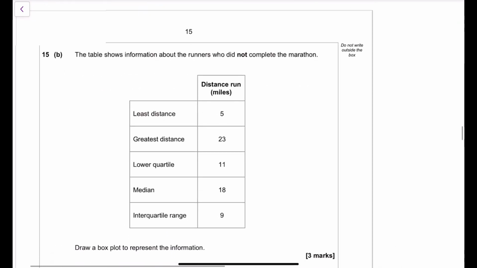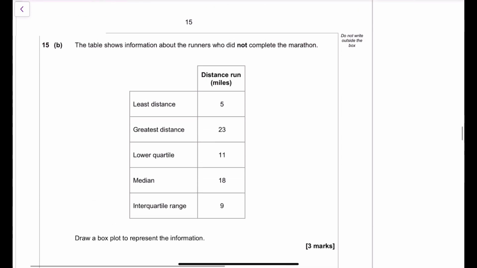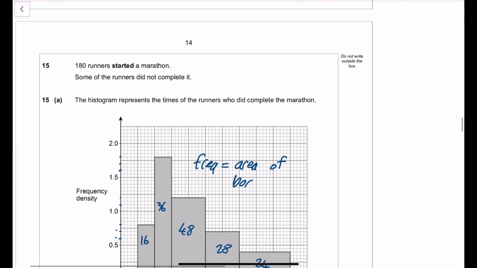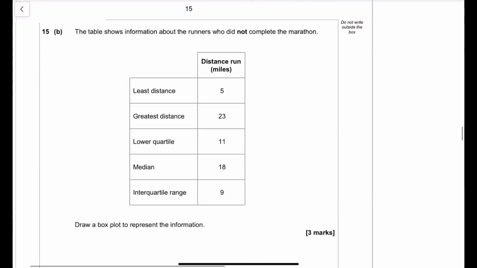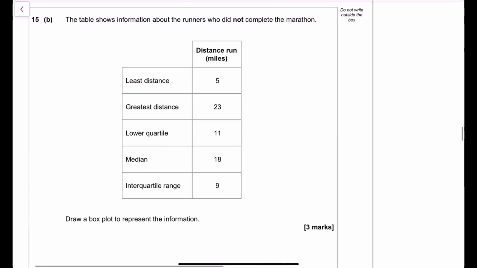It is not. Okay. Right, the table shows information about runners who did not complete the marathon. So there we have it. Draw a box plot to represent this information. So a box plot needs the least value, the greatest, the lower quartile, median, upper quartile.